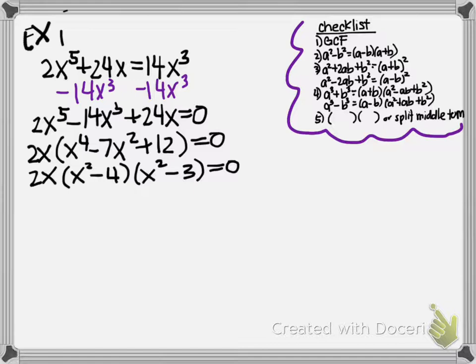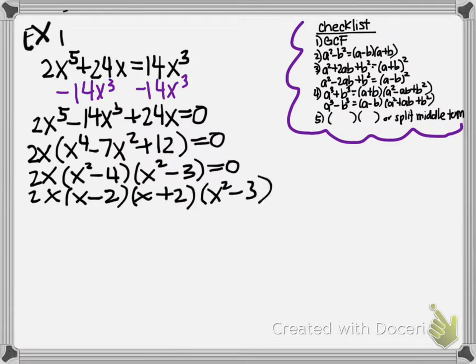And if you FOIL this, it does match this trinomial here. But again, double checking the ones on the inside, x squared minus 4 is a difference of two squared numbers, so we can write it as 2x times x minus 2 times x plus 2, and then we have x squared minus 3. That one definitely is not a difference of two squared numbers. So again, we solve for 0 for each of the x values. The first one is 0, the second one has to be 2, and the next one has to be negative 2.